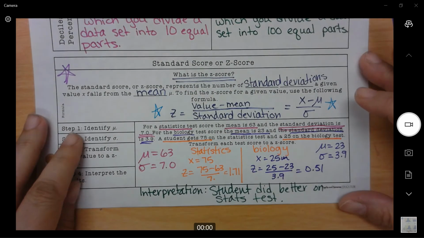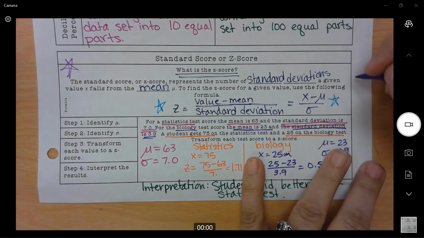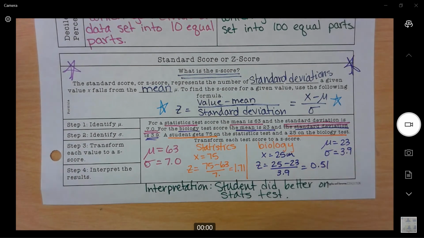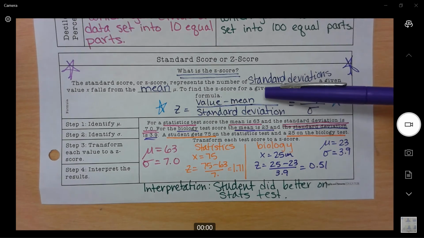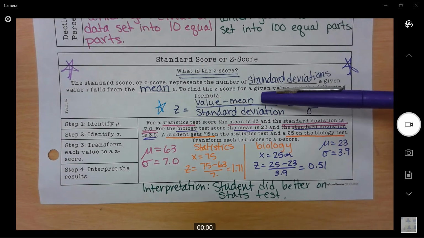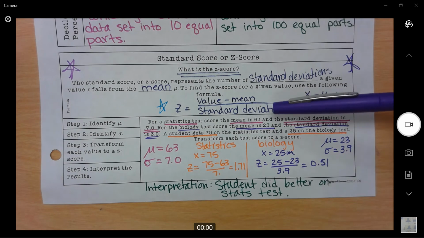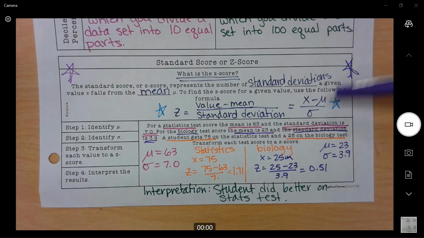Okay, the last thing we need to look at, and this is one of the most important things to know how to do because we will use it all year round, is finding a Z-score. And that is found by taking the value that you're looking at minus the mean of the prior information and dividing it by the standard deviation of your testing situation.